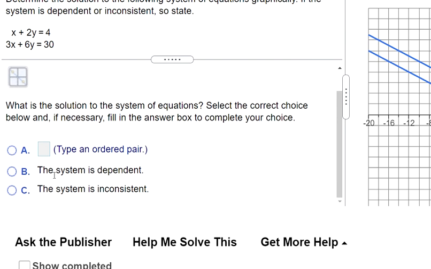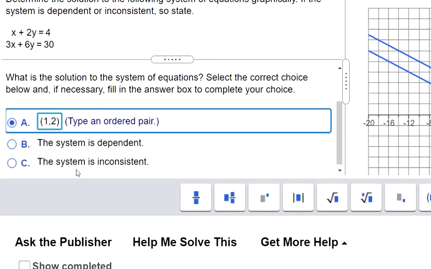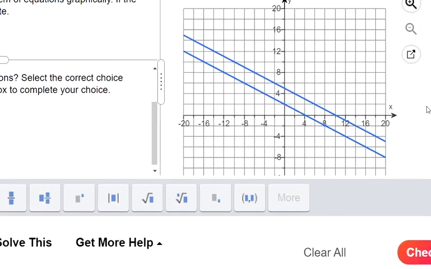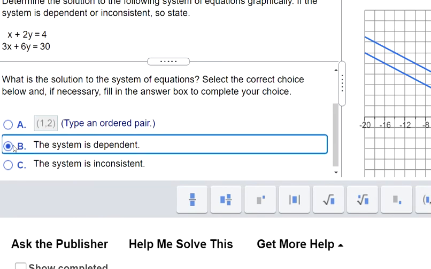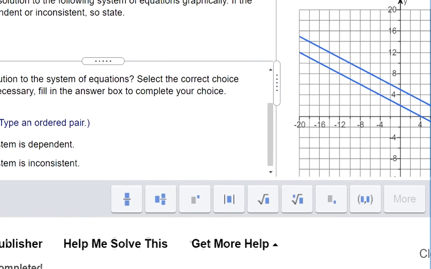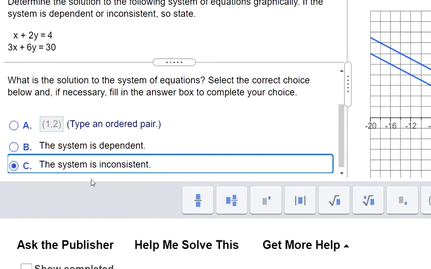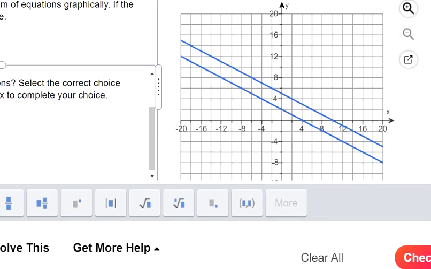What is the solution? You type in an ordered pair if they cross at like 1, 2, 1 on the x, 2 on the y. Our graph does not cross anywhere, right? The 2 lines don't cross, so that's not it. The system is dependent. That would be if the 2 lines you drew happen to be the same lines, one on top of the other. There's an infinite amount of solutions in that case. System is inconsistent. That's what we choose for this one. It means there's no solution because they're 2 parallel lines that are never going to cross.